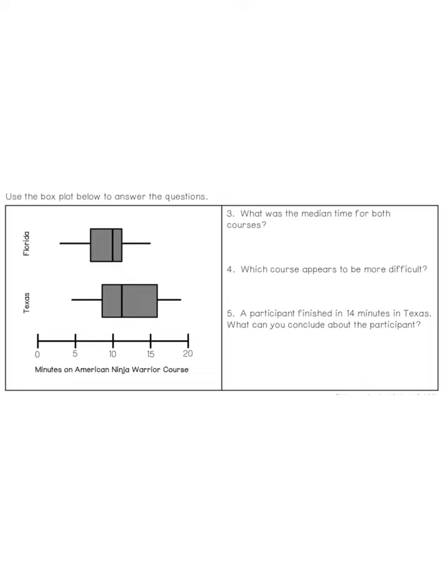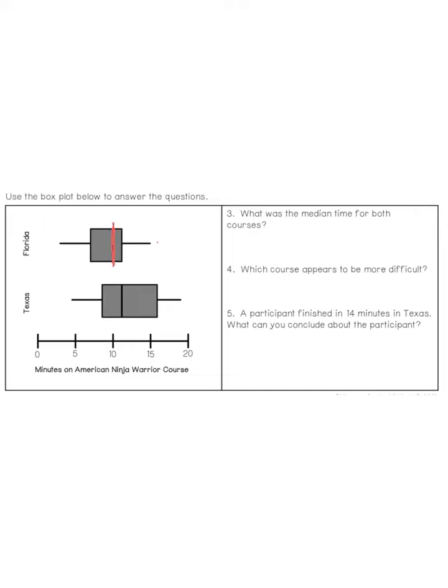Alright, so in this situation we have the box plots and we are asked to answer some questions using those box plots. So question 3, what is the median time for both courses? Remember the 5-number summary. We have the minimum, the maximum, and then we have quartile 1, 2, and 3 inside the box. So the median would also be quartile 2, and that is this line in your box plot here.